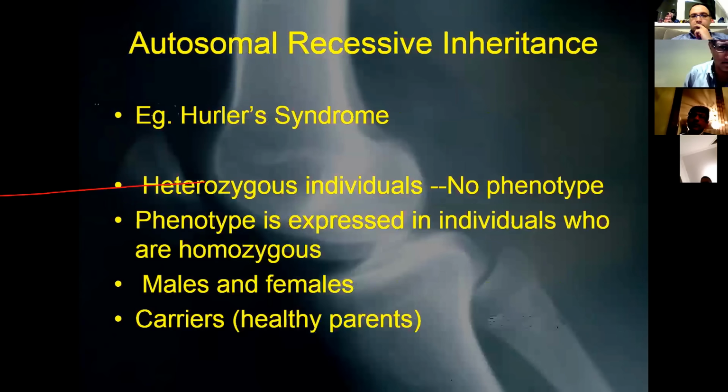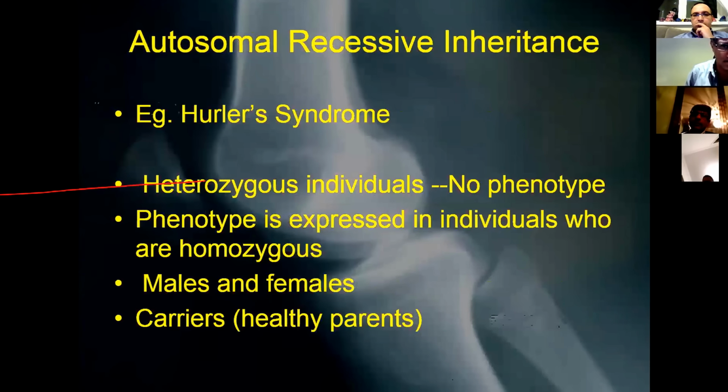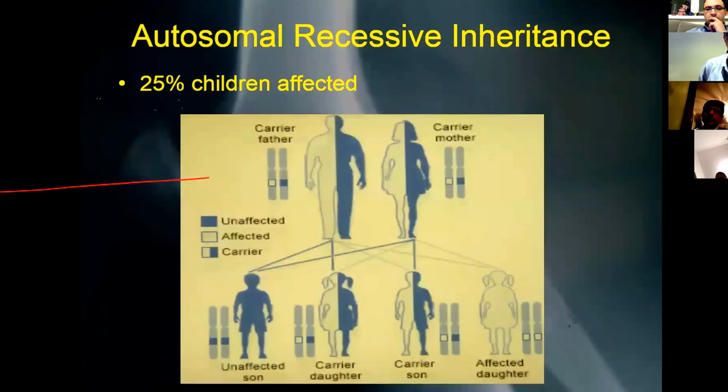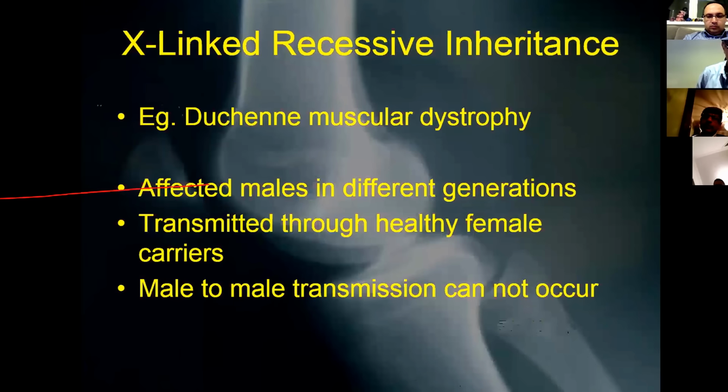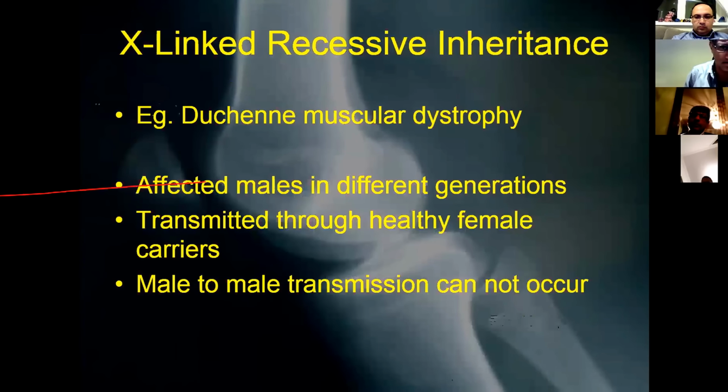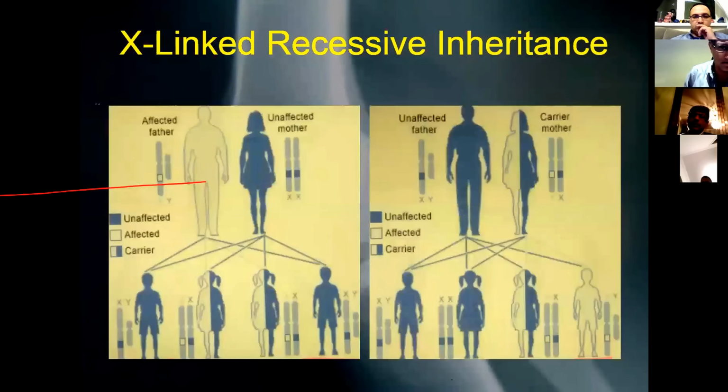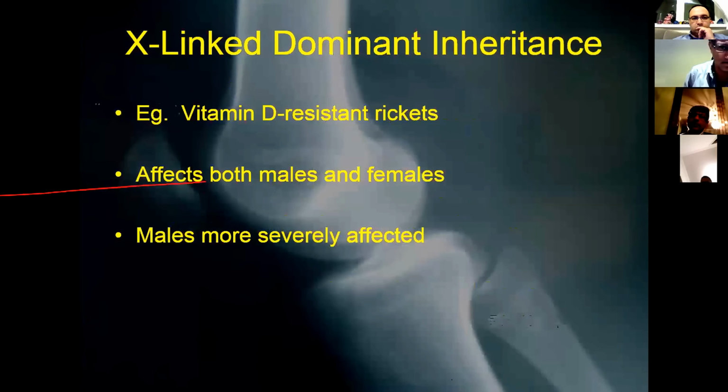In autosomal recessive, good examples are Hurler's and mucopolysaccharide disorders, males and females, and the carriers are the healthy parents. Then we have the X-linked recessive, Duchenne's muscular dystrophy. Male-to-male transmission cannot occur, so remember that. And then we have the X-linked dominant, which is vitamin D resistant rickets.